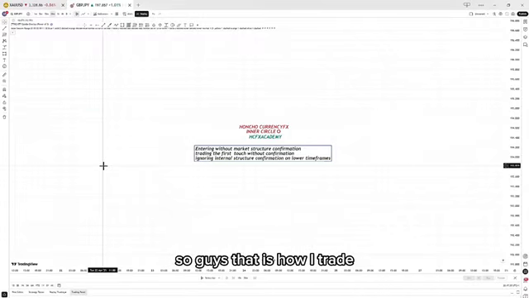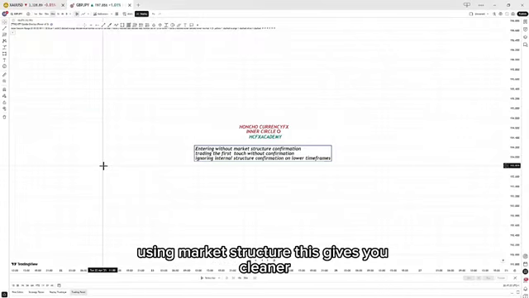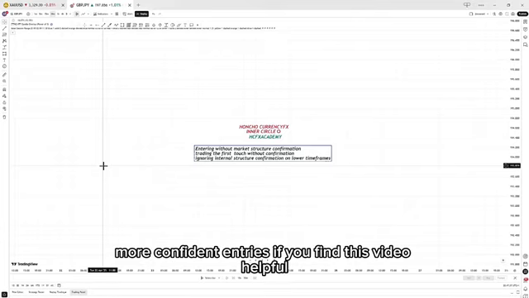So guys, that is how I trade the ultimate break and retest strategy using market structure. This gives you cleaner, more confident entries.